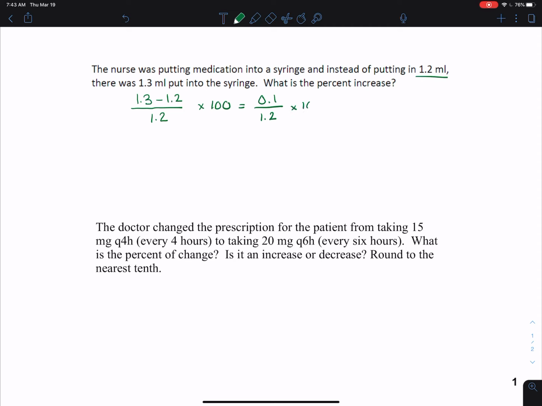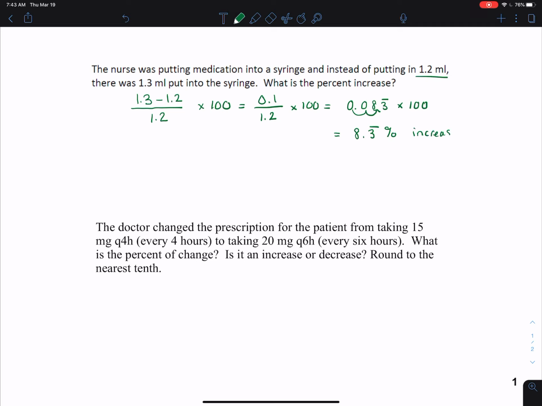Then I need to do that division, which gives me 0.083 repeating. When I multiply by 100, I know I bumped that decimal point over 2 spaces to the right. So that gives me 8.3 repeating percent increase.